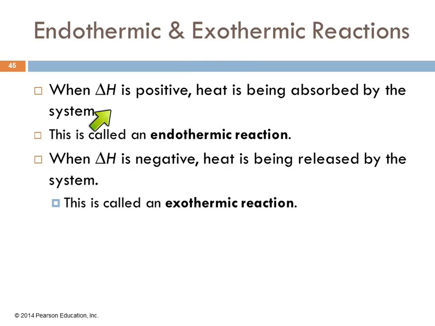So if delta H is positive, heat is being absorbed by the system. And we're keeping our sign convention here. Like with money, when money comes into my wallet, I have positive feelings about that. That's a positive experience for me. So for the reaction, when delta H, the change in enthalpy, which is equal to the heat at constant pressure, is positive, then heat is going in to the reaction. That's endothermic. And when delta H is negative, the heat is going out.